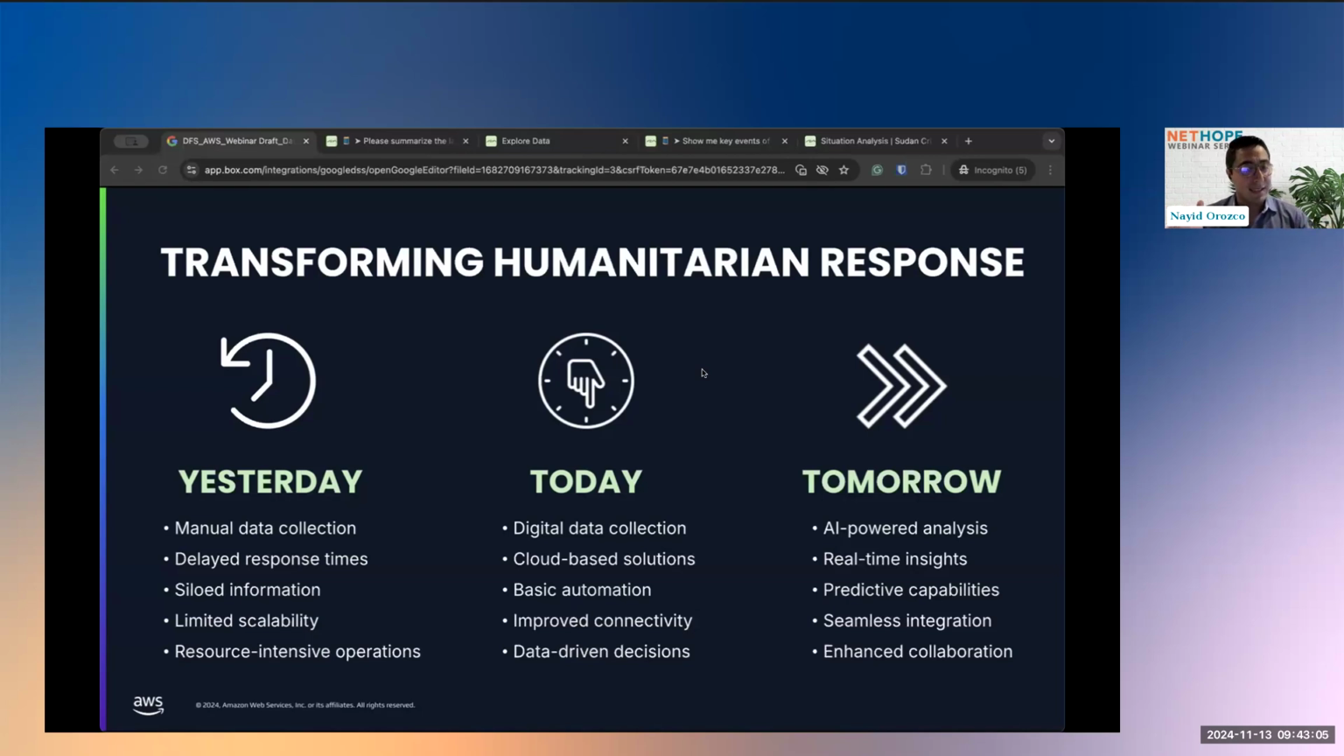But tomorrow, with GANNET, and not only GANNET, but other AI tools, our work will look very different. AI will power Sarah's, our fictional character, analysis, turning potentially those 9 hours of data gathering into minutes. She will have real-time insights. The system will help as well predict emerging needs before they become critical. Information will flow seamlessly between all the stakeholders, and her team will collaborate more effectively than ever before. And just to remark here, this is not just about making Sarah's job easier, though it certainly will, but it's about transforming how quickly and effectively we can respond to humanitarian crises. It's about helping more people faster and more efficiently than ever before.